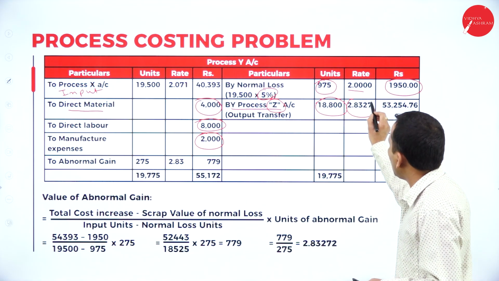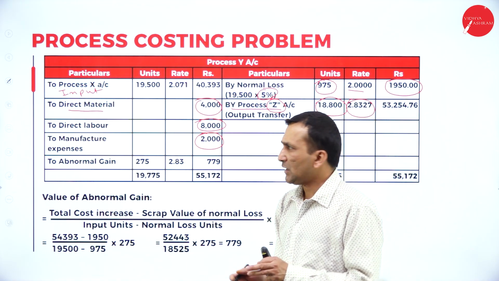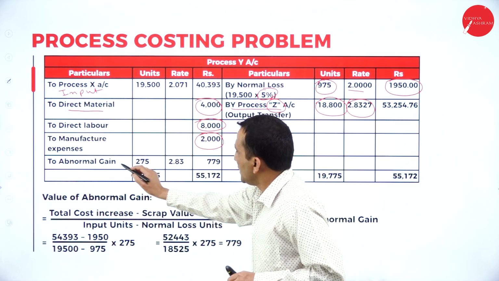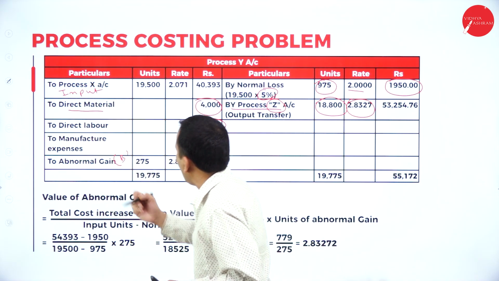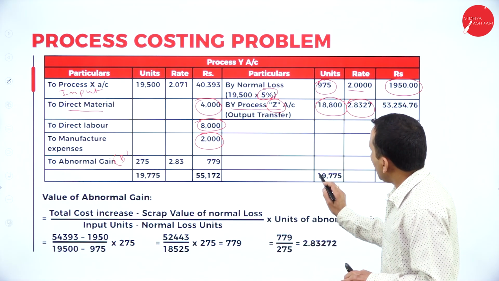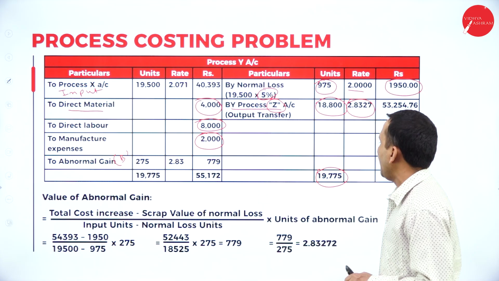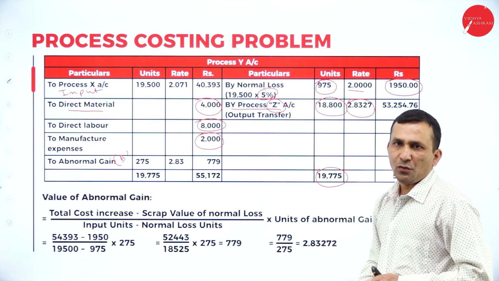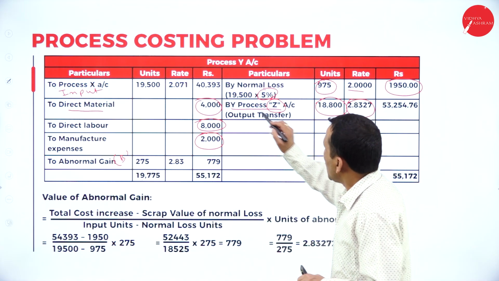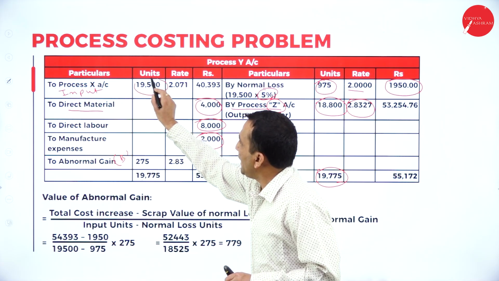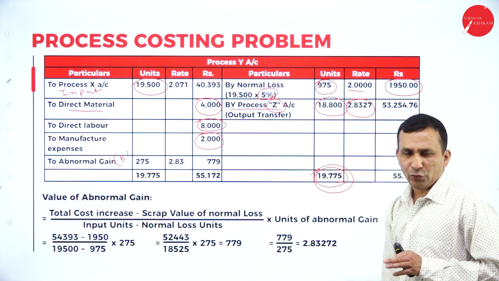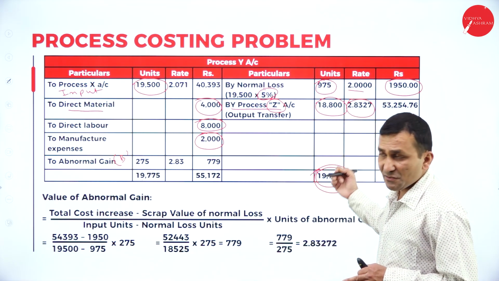We need to find out the rate. Now we need to calculate which side has more units, either the debit side unit, which is your balancing figure. Here 19,500, and here we are getting 19,775. Now the credit side unit is more, so obviously we need to compare with the debit side. The debit side has only 19,500, but the credit side has 19,775 units. So the credit side unit is more.